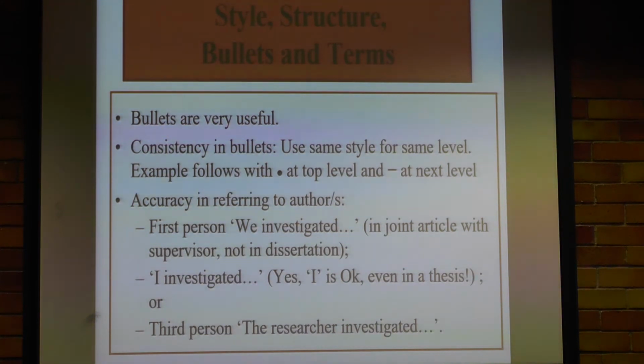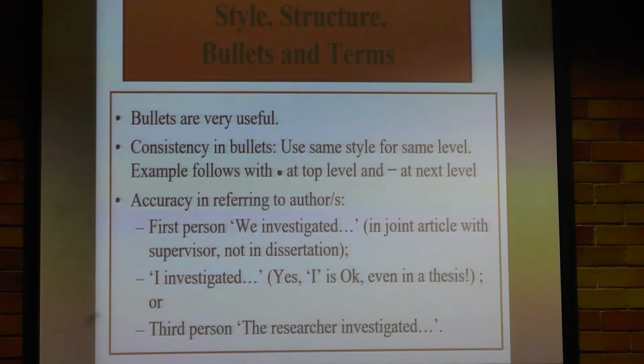No, there's no "we" when you write your master's degree. But when you write a journal article, and perhaps your supervisor is the co-author, it's fine to say "we." So one style is first person: we investigated. Some people even say I investigated. Or when it's only one person, it's more common to call yourself the researcher or the author, as in the bottom bullet: the researcher investigated. Now that is a very important point I want to share with you.